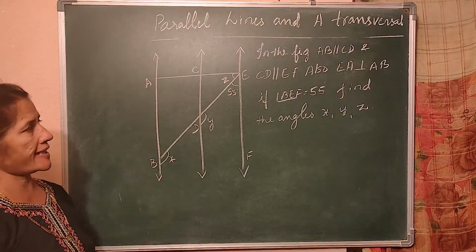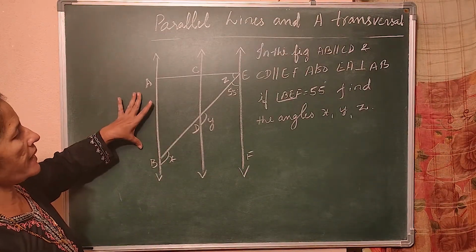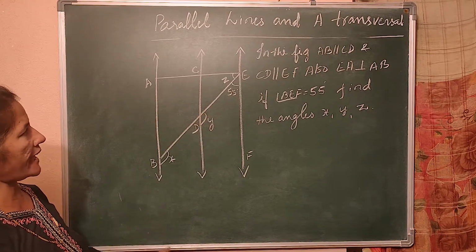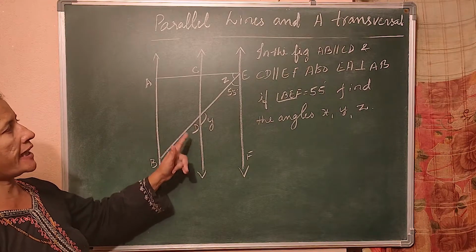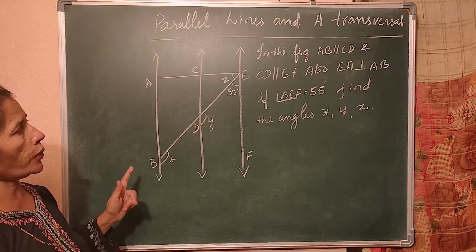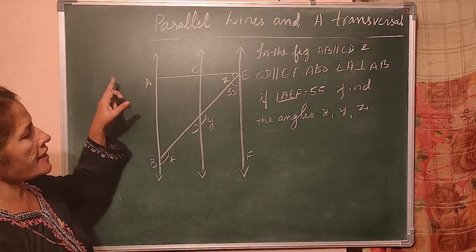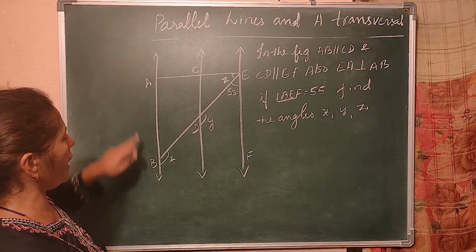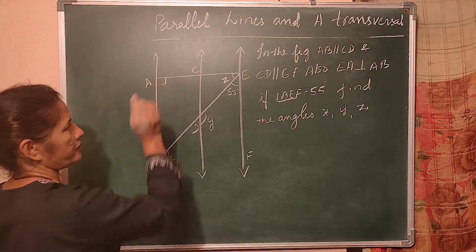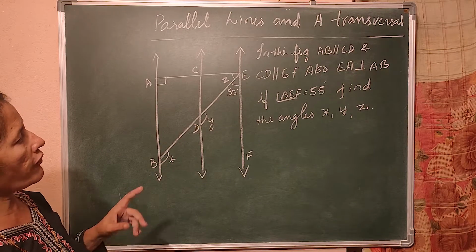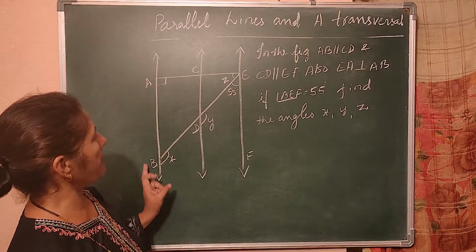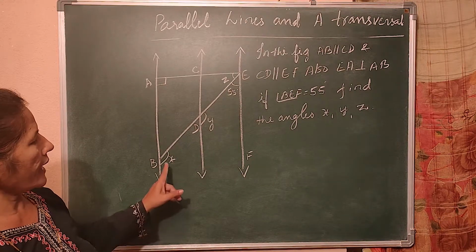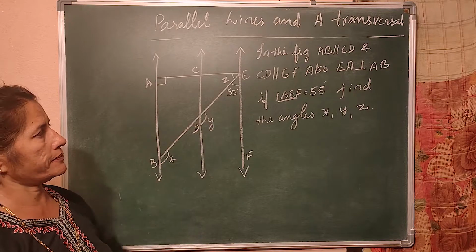Our next question is like this. In the figure, AB is parallel to CD and CD is parallel to EF. So what can I say? AB is parallel to CD is parallel to EF. Also, EA is perpendicular to AB. That means this is 90. Correct? So, if angle BEF is equal to 55 degrees, find x, y, z.